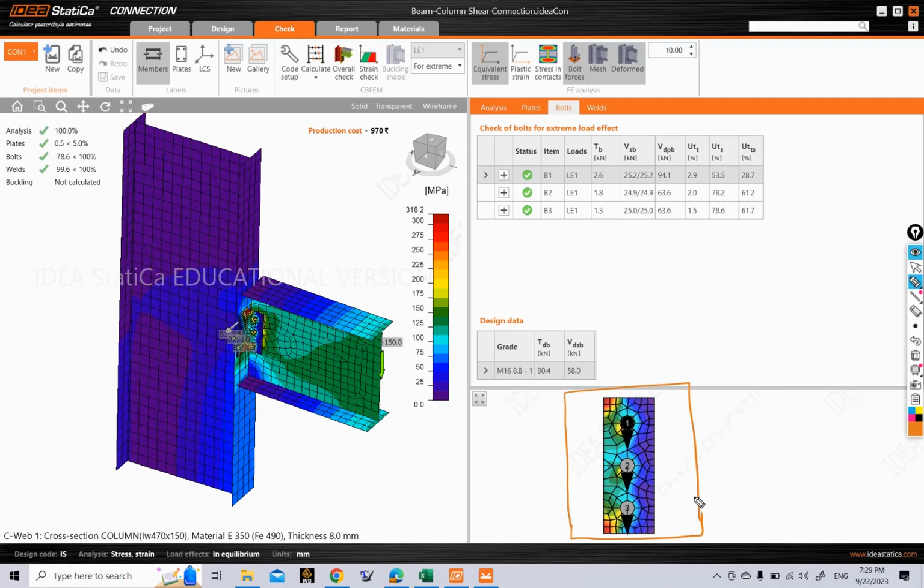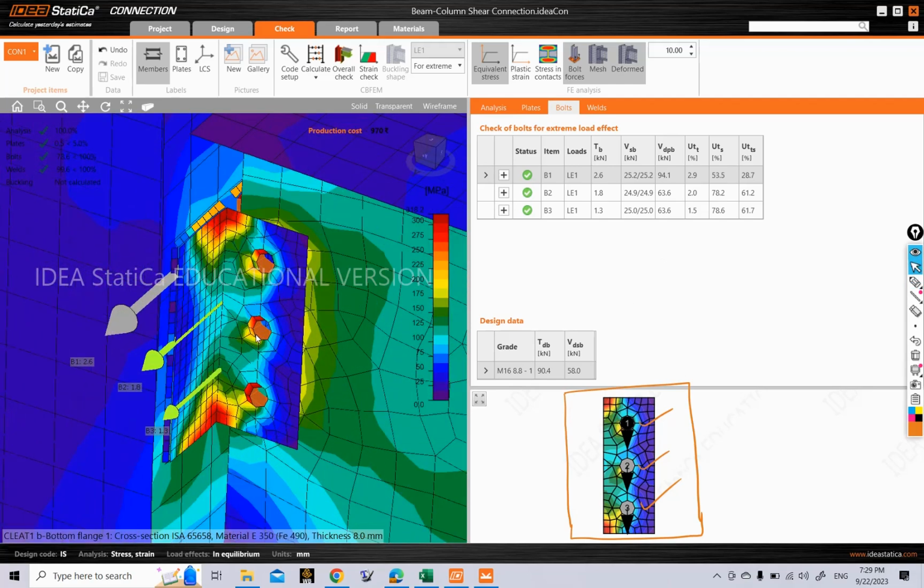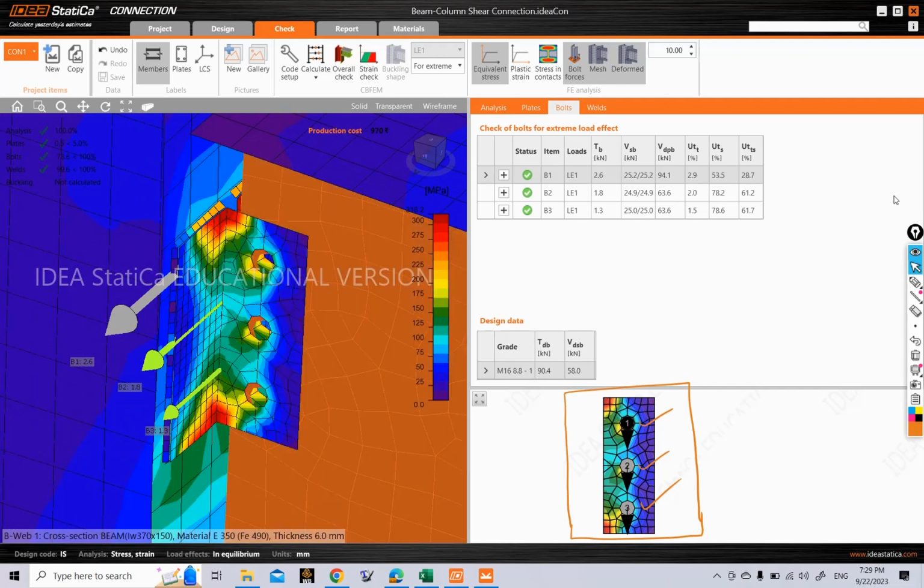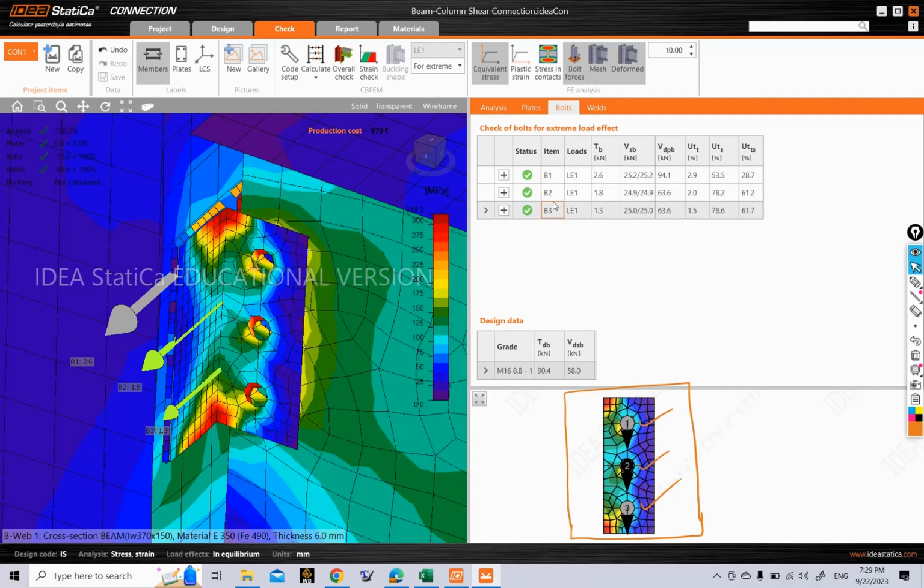So our bolts have been numbered 1, 2 and 3. If you zoom onto this diagram here, and let's say that we are clicking on bolt 1 here, bolt 2 and bolt 3. So when we are clicking on bolt 1, this bolt is highlighted here, and similarly you can see the results for all bolts. So how is the software displaying the results? Okay, let's see here.